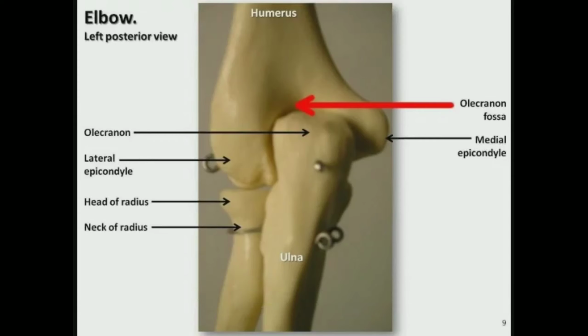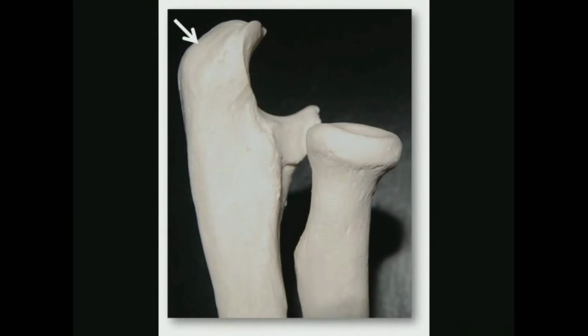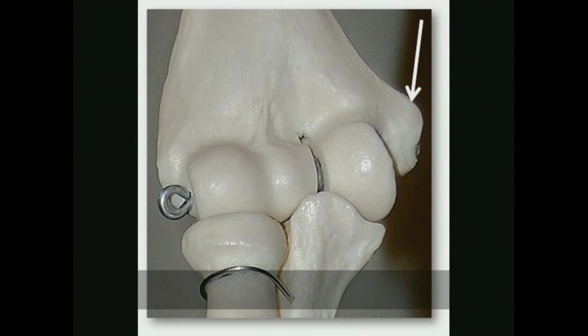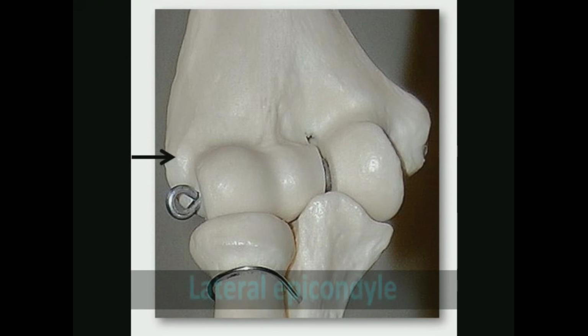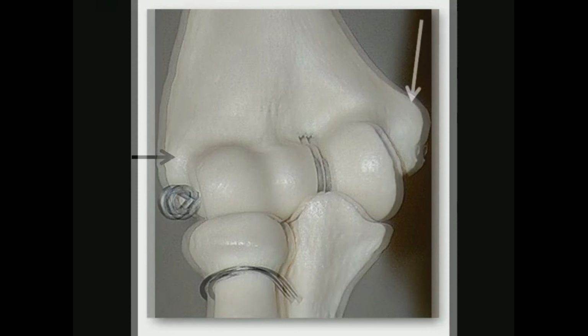Because of its size and depth, it makes for a great landmark to identify the posterior side of the bone. It articulates with the olecranon of the ulna during extension or straightening of the forearm. The medial and lateral epicondyles are rough projections on both sides of the distal end of the bone. They serve as points of attachment for most of the forearm muscles.